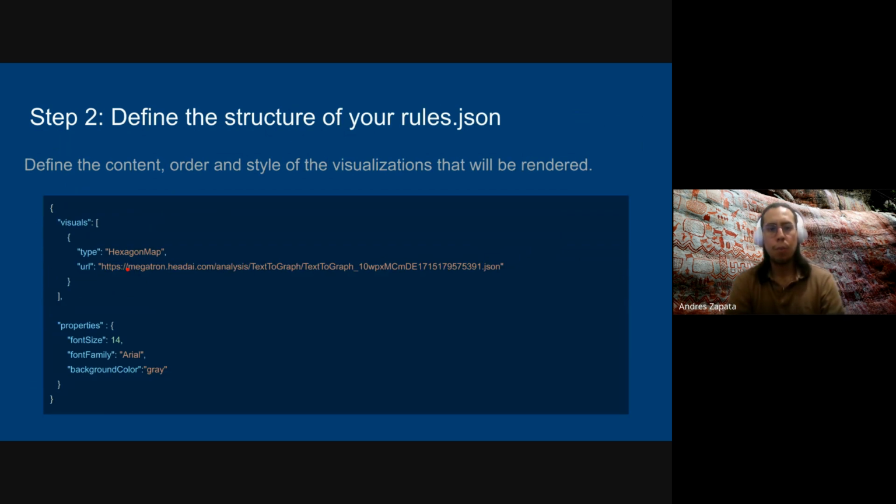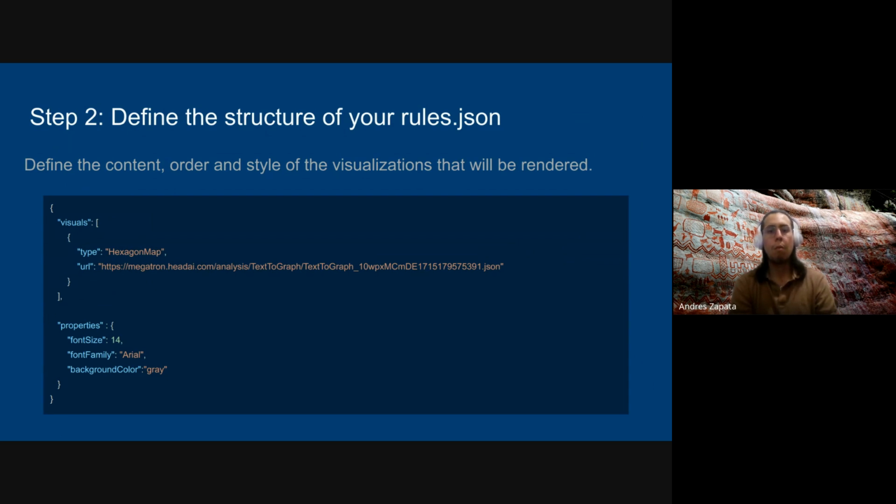Step number two is defining the structure of the rules. Rules is a JSON object that defines the structure of the visualization. So it defines the order in which each visualization will be rendered, its content, its data, titles, button titles, and also some other visual properties or visual configurations, like the font size, the font family, and the background color.